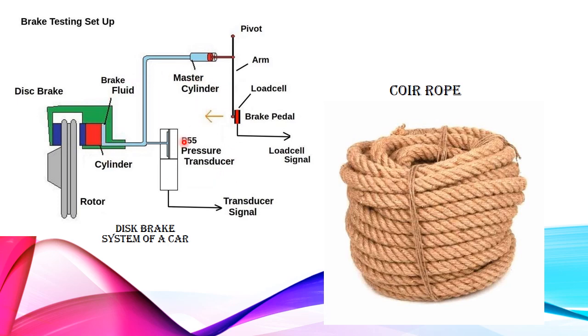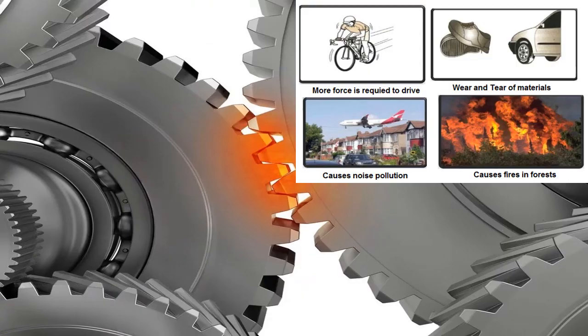Okay, this is the car engine system. I have already explained the action of friction here. Okay, this is one of the disadvantages of friction. They cause unnecessary noises, and more force is required to drive, and they cause noise pollution and fire in forests.